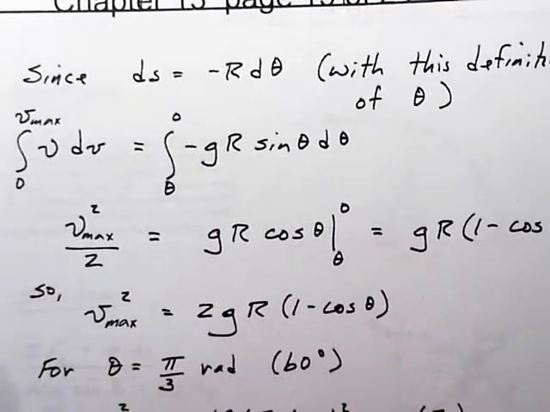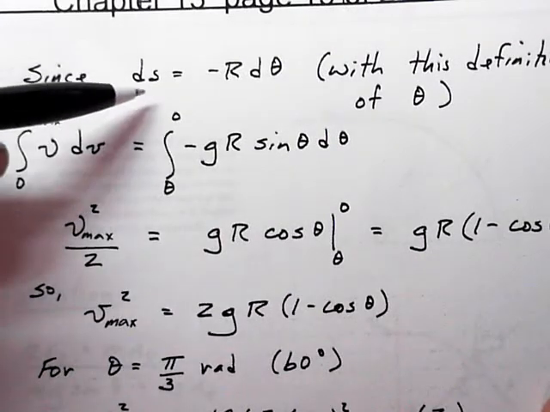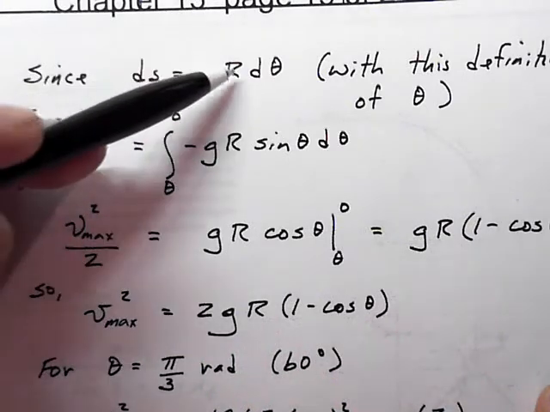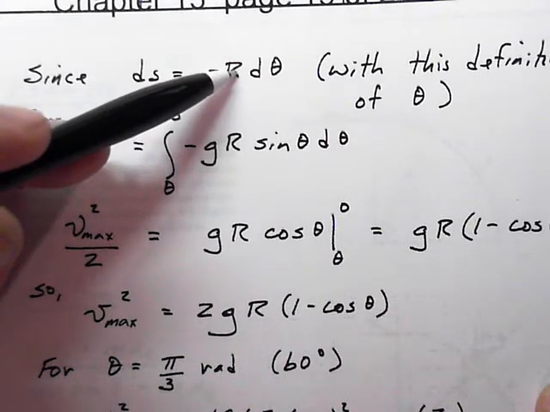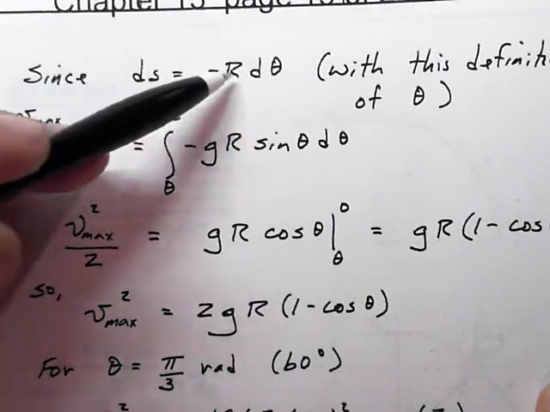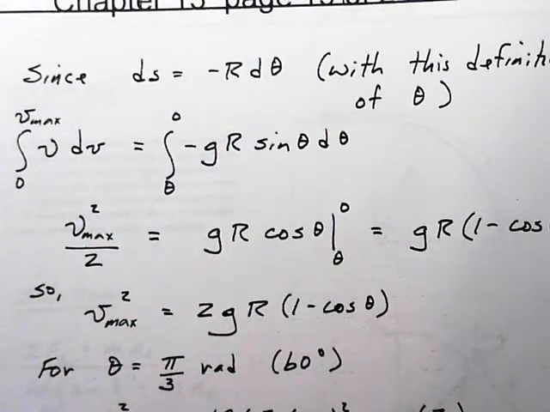There we go. Because we're traveling on an arc of a circle, the length of the circular arc is the radius of the circular arc times the angle of the arc. So ds is equal to minus r d theta.